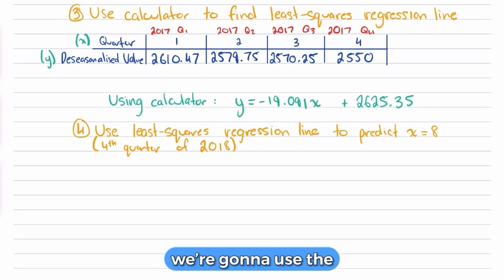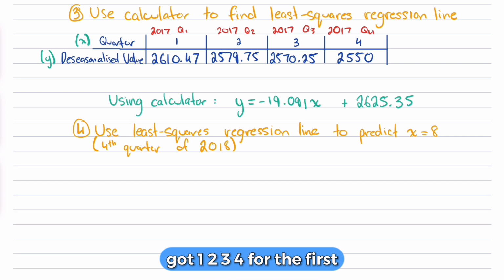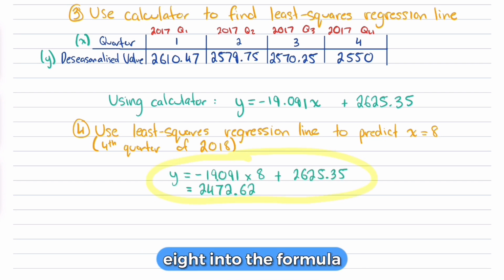Now we're going to use the least squares regression line that we've just worked out to predict x equals 8. The reason why we've chosen 8 is because it's the fourth quarter of the following year. If we keep following the pattern of quarters, we've got 1, 2, 3, 4 for the first year, and then 5, 6, 7, 8 for the following year. Because it's the fourth quarter of 2018, we want to find x equals 8. So plugging 8 into the formula that we've just worked out, we get this value here.